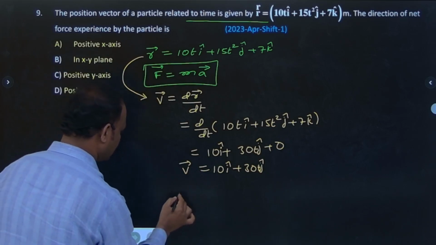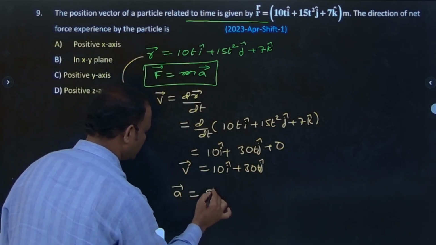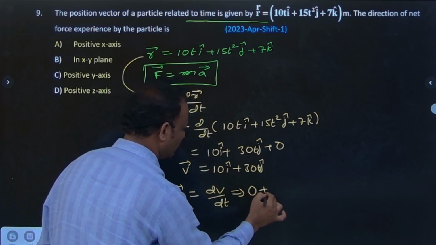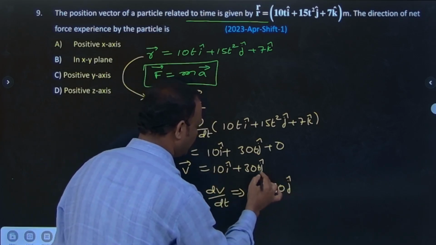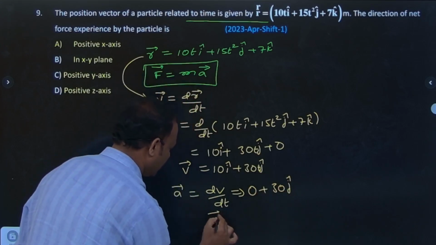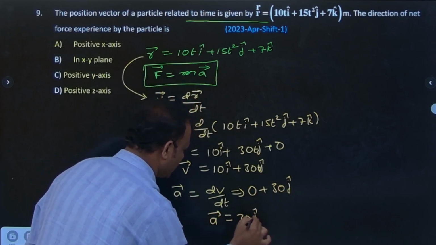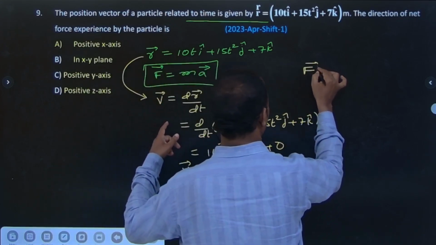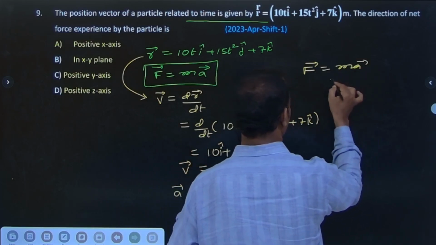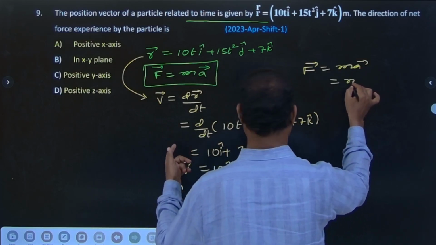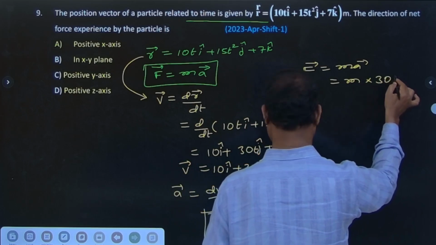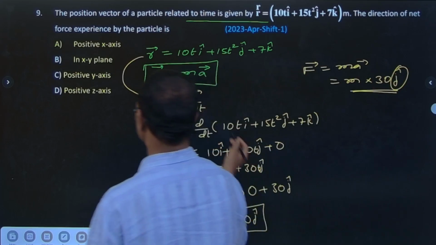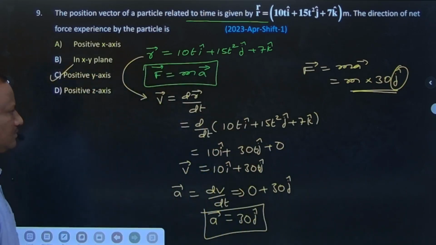Now if you write acceleration, acceleration a is equal to dv by dt. So dv by dt means this part is 0 plus 30 j cap, since differentiation of t is 1. A bar is equal to 30 j cap. So he's asking about the force. F bar is equal to m into a bar, where m is mass only, and a bar is 30 j cap. What is the direction of force? Along the positive y-axis.